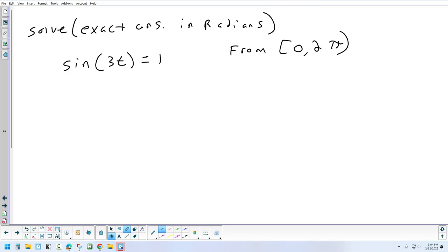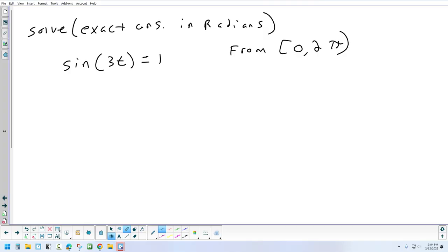Period times n means to find all. We're not doing all, we're just doing 0 to 2 pi. Okay, so we have two choices. Do we want to get this equal to 0 and then find roots, or do we want to leave it the way it is and do a y1, y2 intersect? Which way do you guys want to do it?